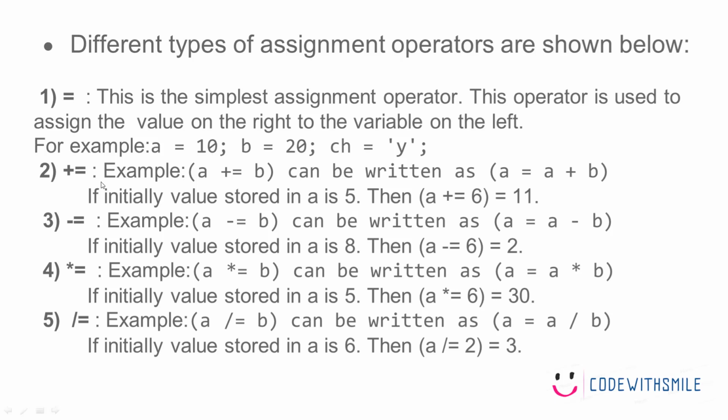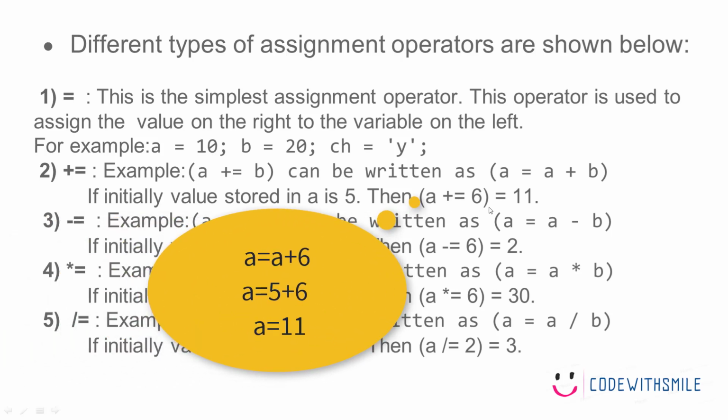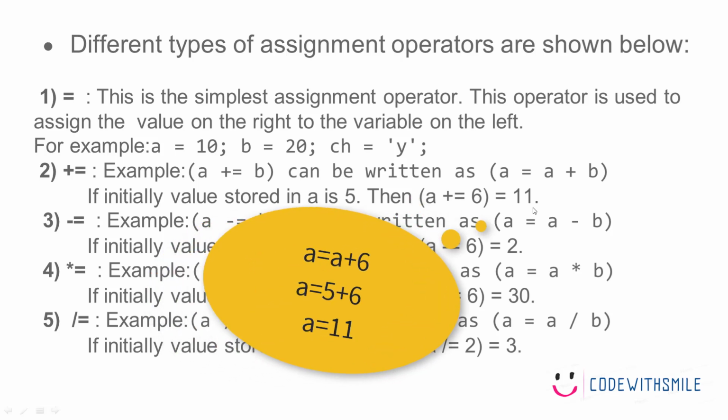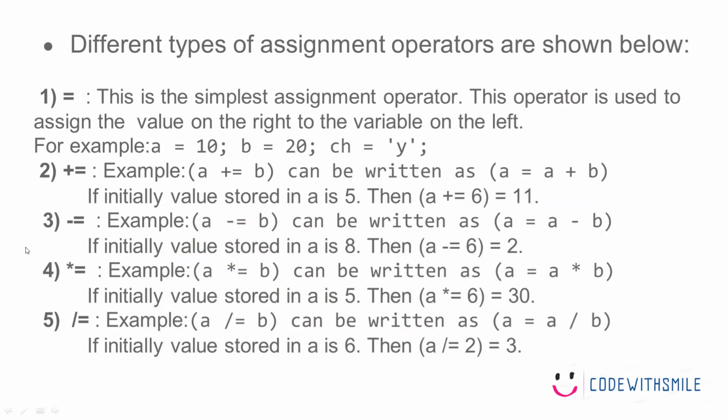Second is plus equal to. For example, if we write A plus equal to B, it means that A equals to A plus B. If we store 5 in A, then A plus equals to 6 will result in 11, as we know that A equals to A plus 6. So as the value of A is 5, we will get the result 11. In the same way, these three shorthand operators work.